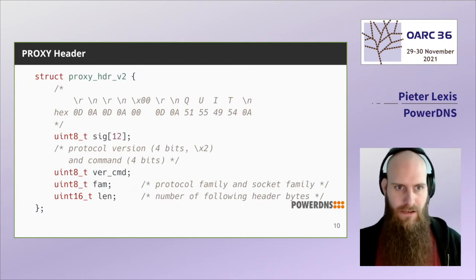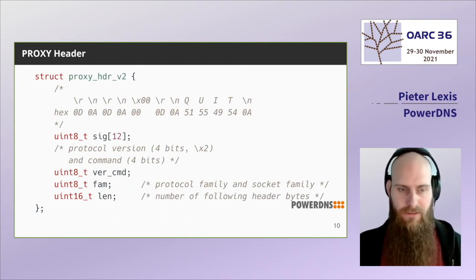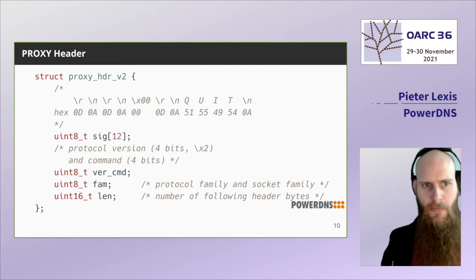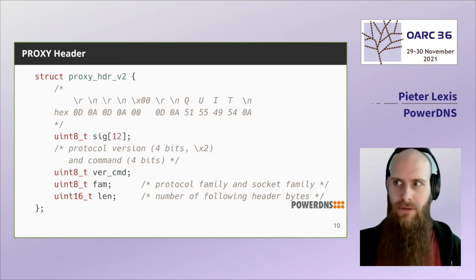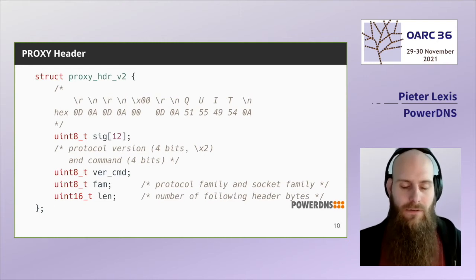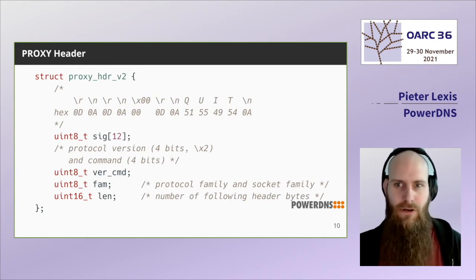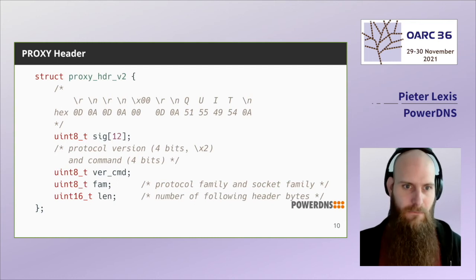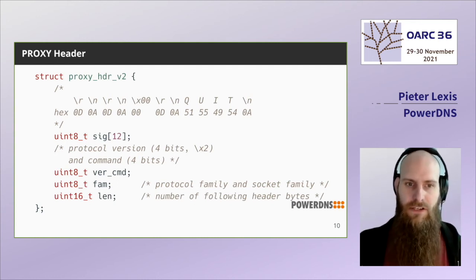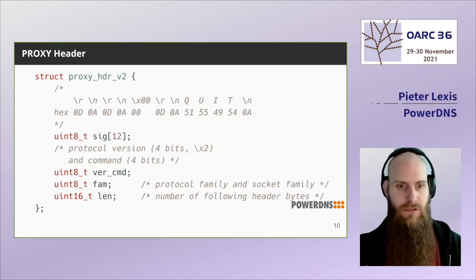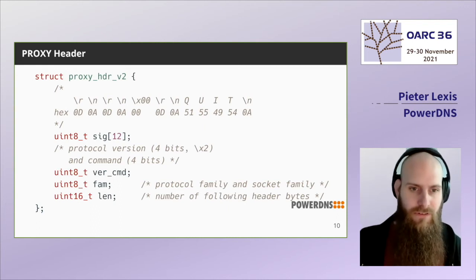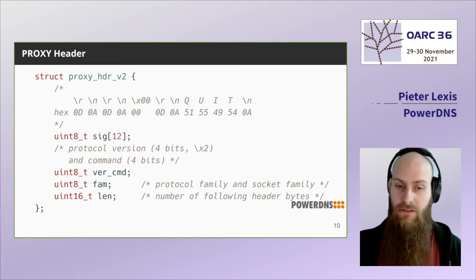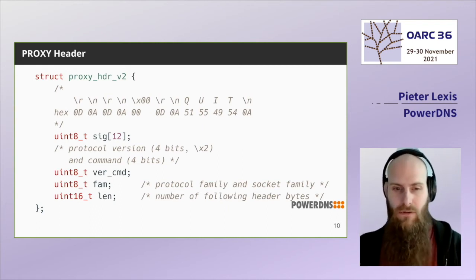The header is rather simple. It contains a 12-byte signature. And if you would send this to a regular DNS server, it would end up in a form error response because it does not parse properly as a DNS header. Then there is some information about the protocol that was used. So this is set to the number 2 because this is proxy protocol v2, and then the command. There's only 2 commands. There is proxy and there is local.